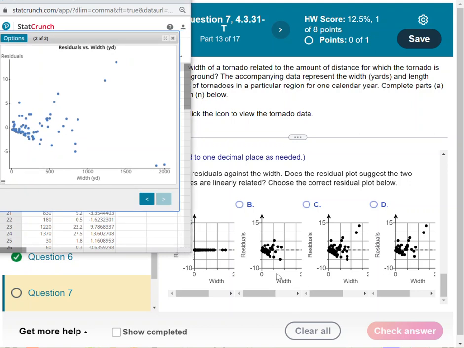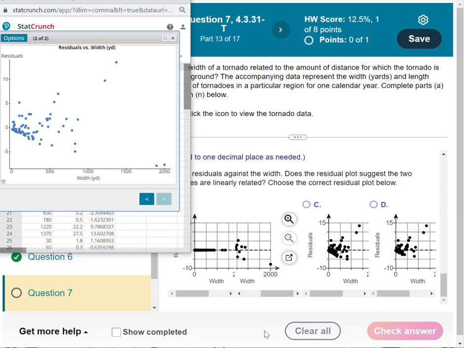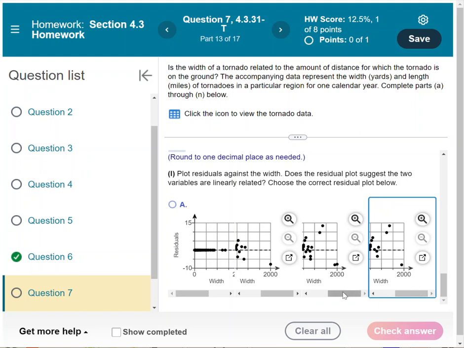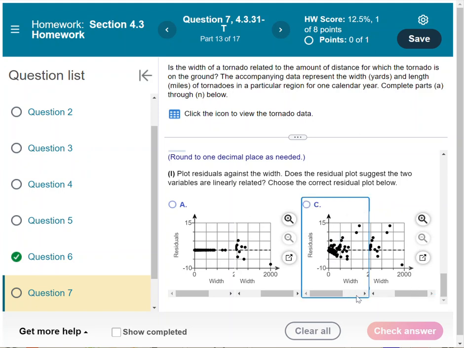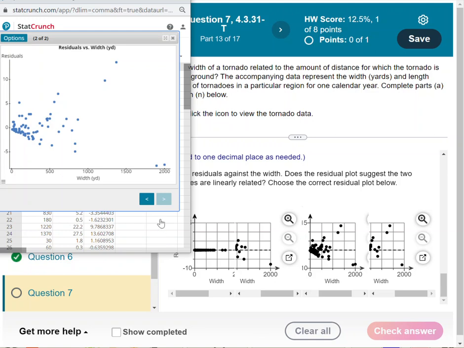Okay, so it looks like, let's see if we can figure this out. It's not that one, because you can see we've got a couple of values here and then a couple up here. Looks like it might be C. Let's look at C. Yeah, C is looking pretty good. What about D? No, it looks like it's going to be C. So let me just check one more time. Yeah, I'm going to say it's this one here, this C.